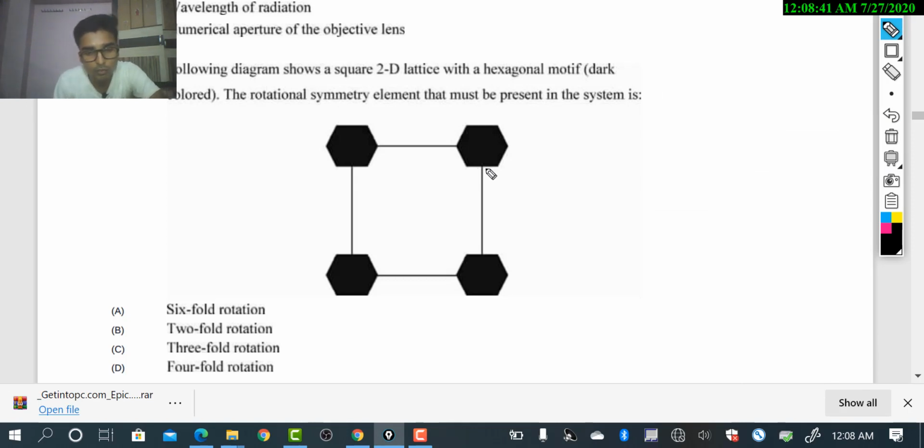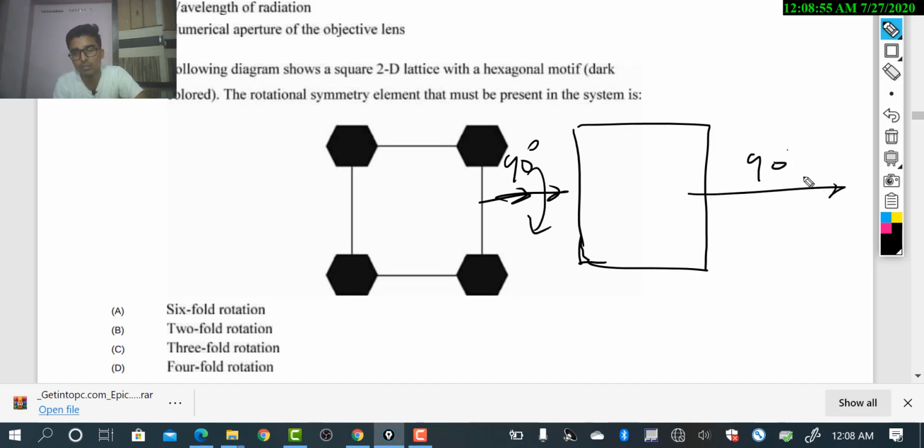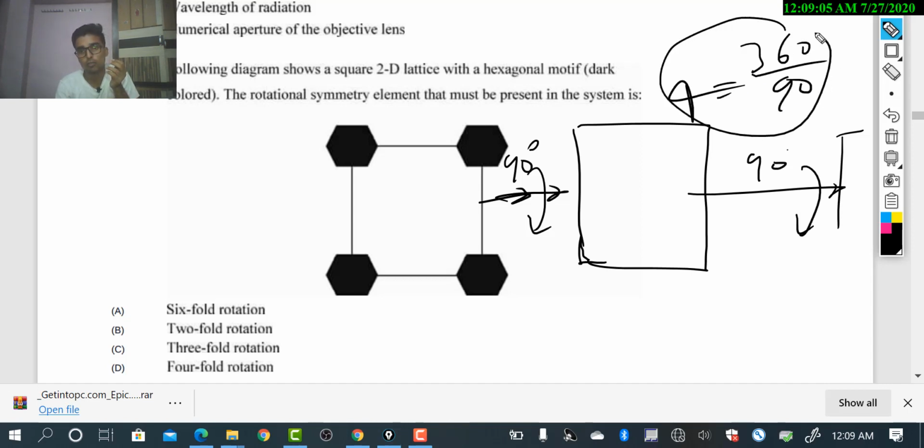So here, if we rotate it, if it was simply a square, it will repeat itself after every 90 degrees. If you rotate it by 90 degrees, it will repeat itself. Again after 90 degrees it will repeat itself. So how many folds will there be? 360 by 90, so it will be completely 4 folds. It is repeating 4 times in a complete 360 degree rotation.